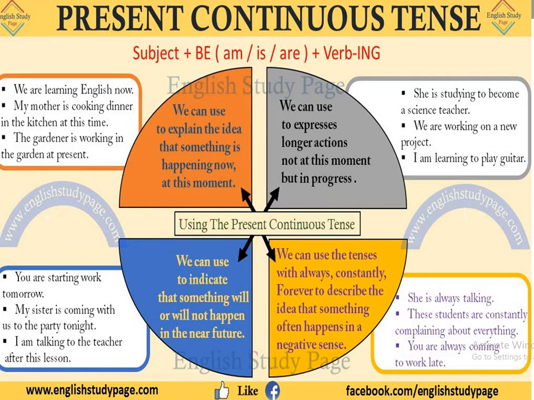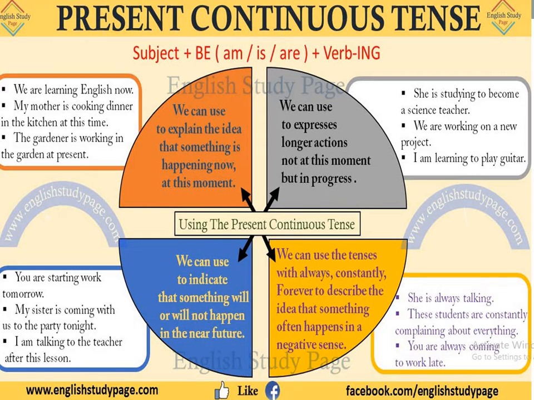So I have explained that if something is happening always, constantly, or forever, with that also we can use the present continuous tense. The third sentence is, you are always coming to work late. Right? So with the words always, constantly, forever, we can also use the present continuous tense.